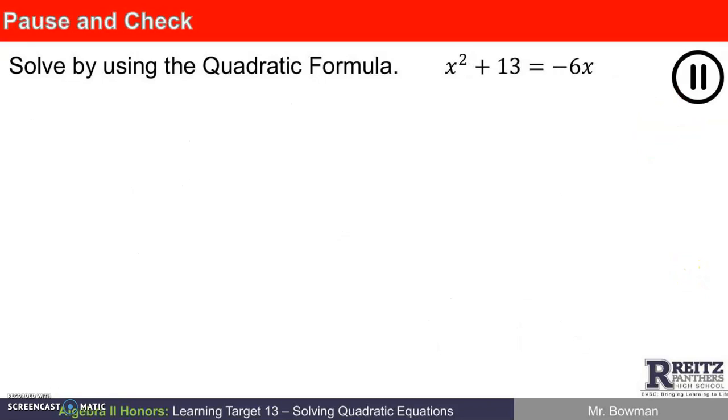Okay, it's your turn to try one. Before you pause and try it, let's talk about what you should do first. To use the quadratic formula, you really need the equation in standard form, so I'm going to strongly suggest you take this negative 6x and make it a positive 6x on the other side. Pause the video and give it a shot.